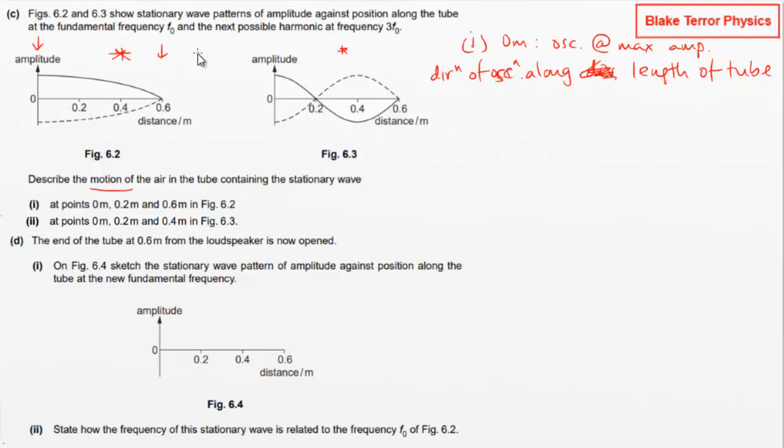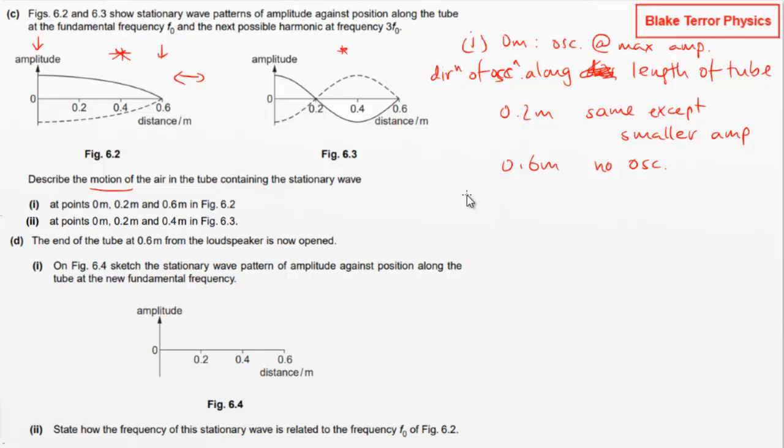So just to make sure that you're making it clear, you know this is a longitudinal wave and that's the direction that things are moving in, rather than it being transverse. So that's at 0 meters. Then we have to say at 0.2 meters, well, it's the same but smaller amplitude. Same except smaller amplitude. And then at 0.6 meters, we're going to have no oscillation because it's at a node.